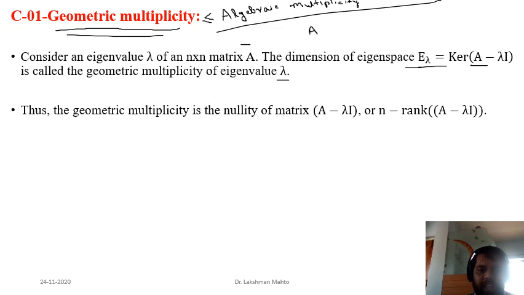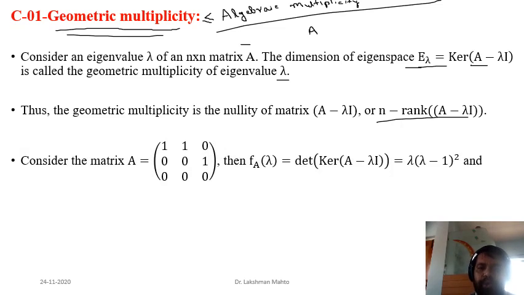Thus the geometric multiplicity is the nullity of the matrix A minus lambda I. Or, using the first part of the fundamental theorem of linear algebra, the geometric multiplicity is simply n minus the rank of A minus lambda I. There are various ways to find rank, so you can easily find the rank and directly get the geometric multiplicity. It is a purely algebraic approach.